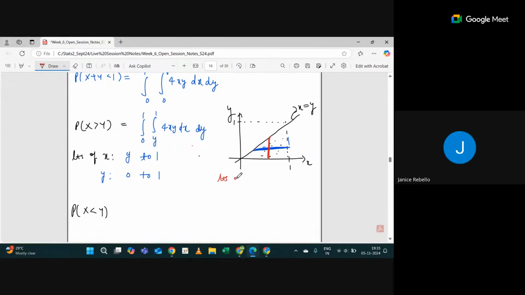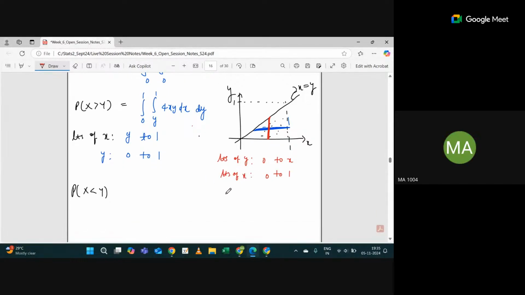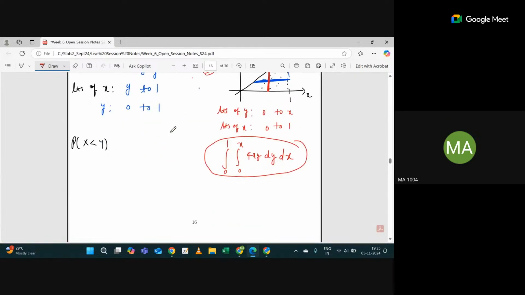Then limits of y will be, tell me what will be limits of y, from where to where this is going? 0 to x, because this line is x equal to y, and limits of x will be 0 to 1. And then what you can do? You can integrate the same thing, 0 to x, 4xy dy first, then 0 to 1, then dx. So this integration part and this part will give you the same answer. We have already checked this part.